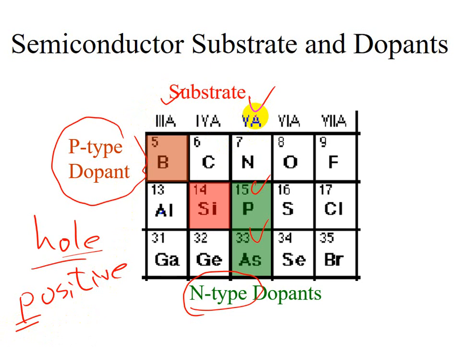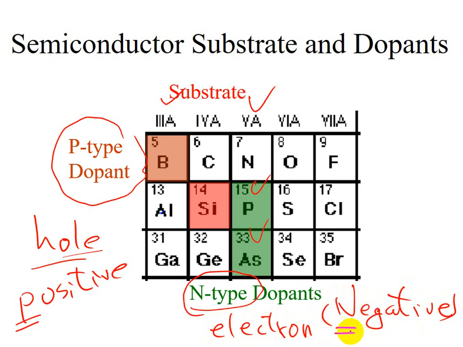But for the group 5 elements, they have one more free electron than the group 4 elements. And the primary charge carrier contributing to the conductivity will be the electron, with negative charge. That's why we say it's a so-called n-type dopant. So this is the primary substrate material, silicon or germanium, and then p-type dopant and n-type dopant.